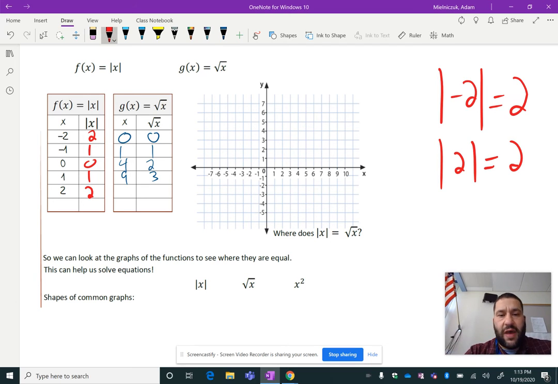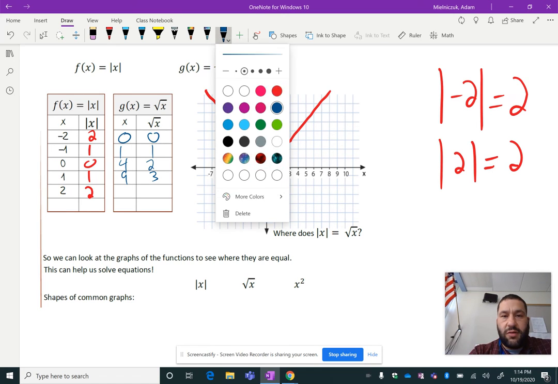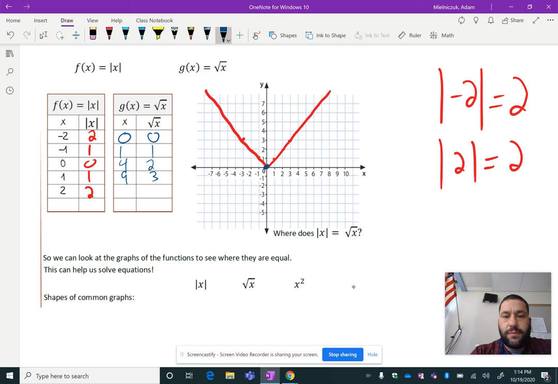So let's graph the absolute value. You'll see that absolute value functions go up in a V. They're very much like quadratics, except quadratics are curved. These are not. All right, and then we're going to graph, let's see, 0 is 0, 1 is 1, 4 would give us 2, and then all the way over at 9 would give us 3, and it's just curved like this.